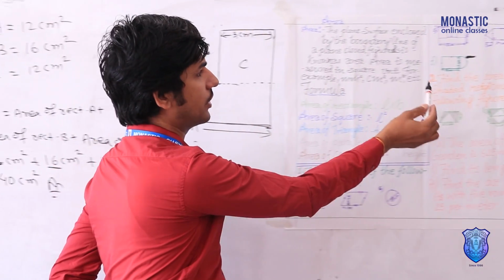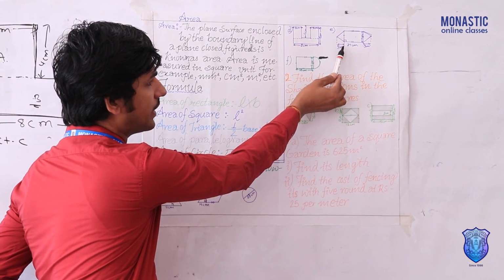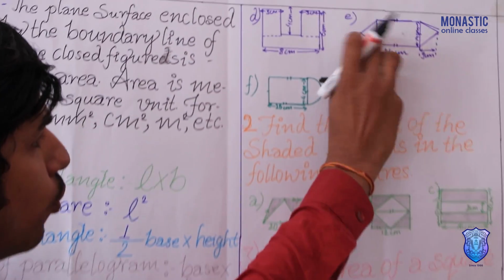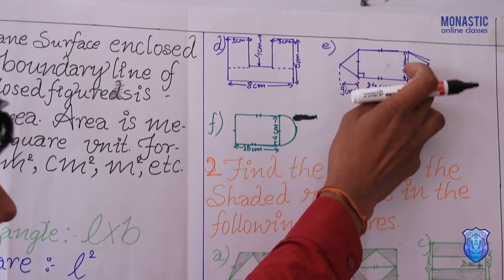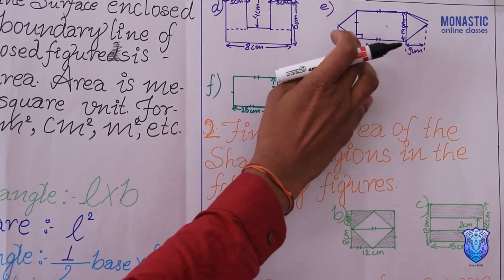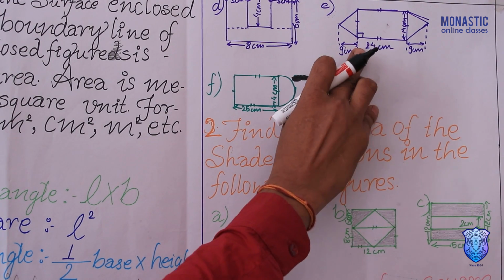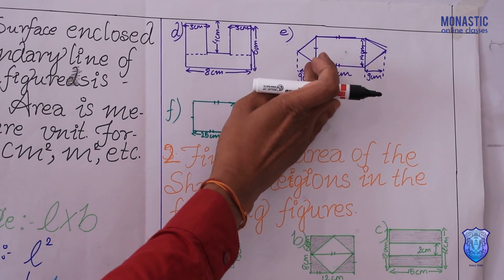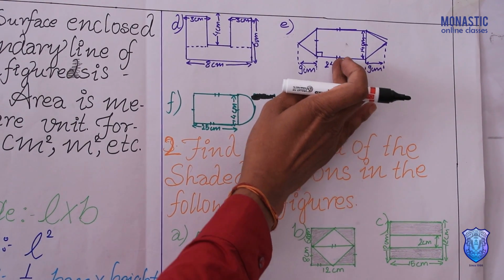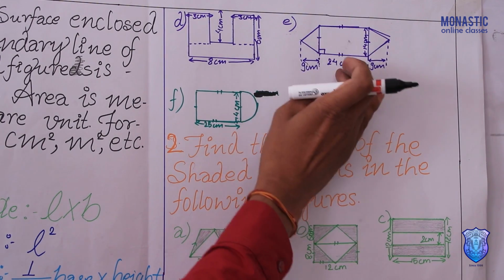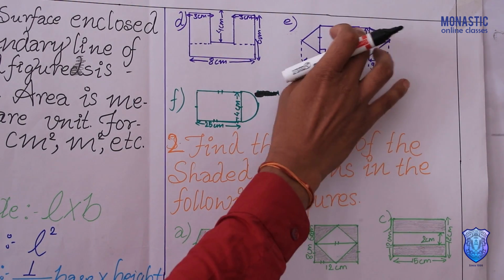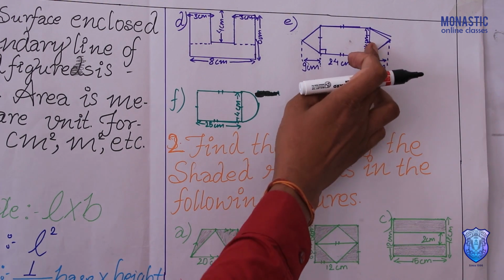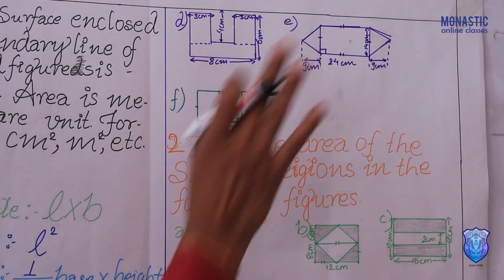See, after this, in this question, first we have to find out two triangles, 1, 2. It means first you have to find the area of the triangles, after that the area of the rectangle. After that, easily we can find the area of this figure. How? By adding the area of the triangles plus the area of the rectangle.